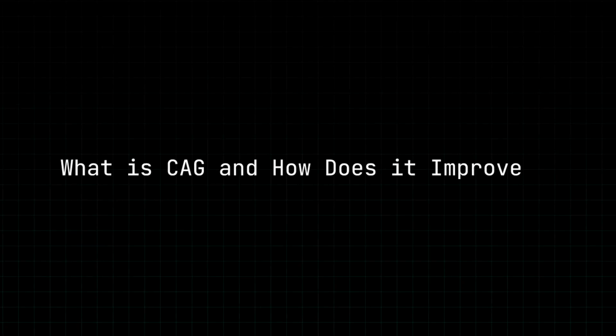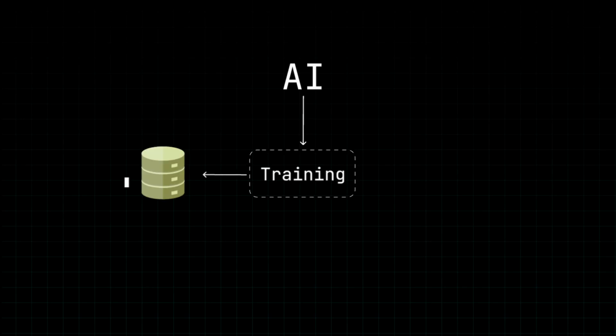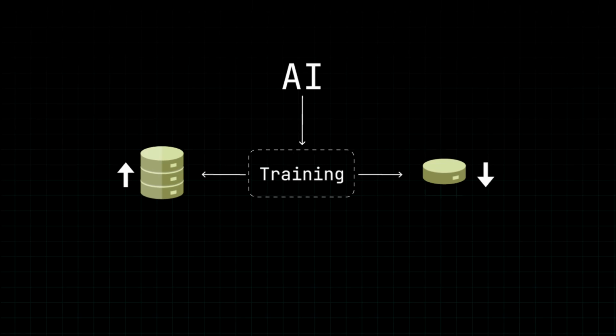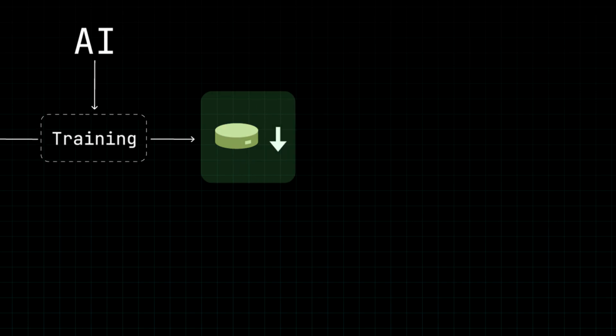What is CAG and how does it improve AI? There are two ways to train AI. The first is to just throw a huge data set at it and hope for the best. The second is to train it in a smarter way, so it learns faster and better with less data. CAG follows this smarter method, combining two key concepts.